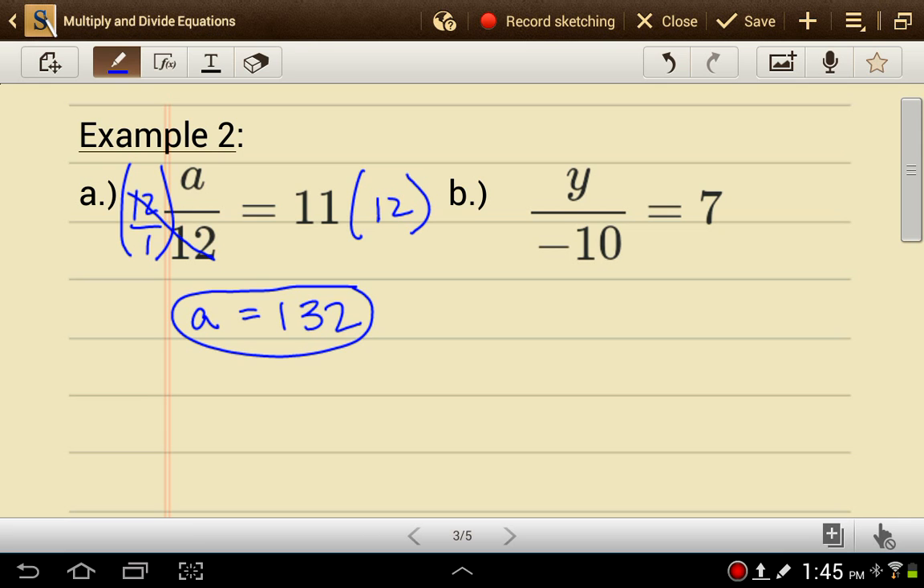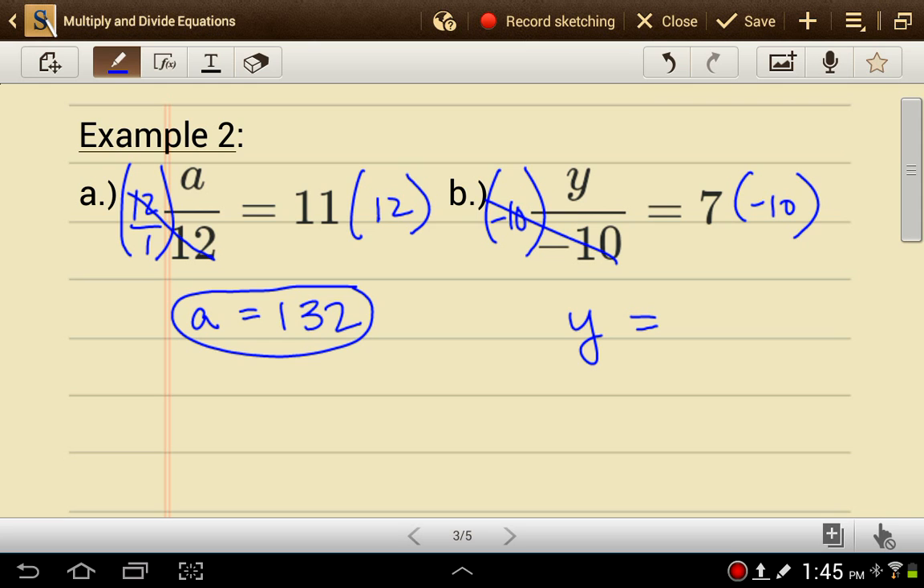In example B there, I have y divided by negative 10 equals 7. So in order to solve this one, since I'm dividing by negative 10, the inverse is to multiply by negative 10. So I'm just going to put a negative 10 on that side and a negative 10 on there. Those are going to end up dividing out to be 1, which leaves me with my y. And you can just show that by crossing them off like I did.